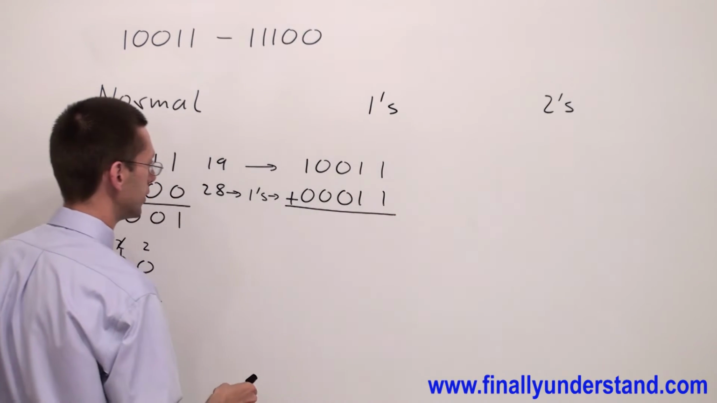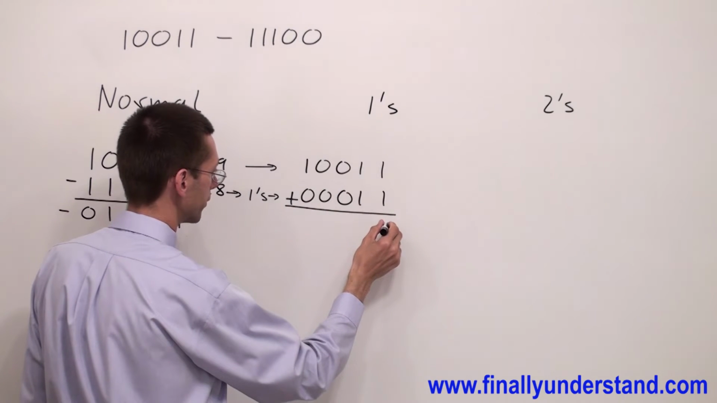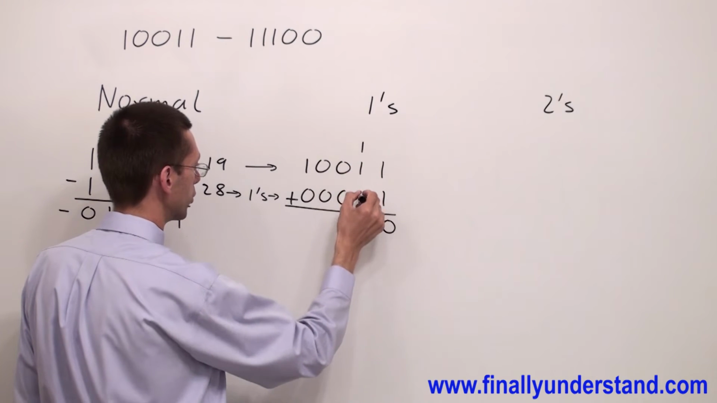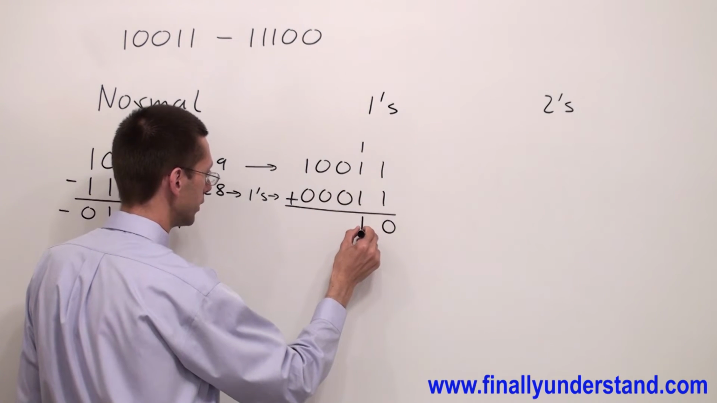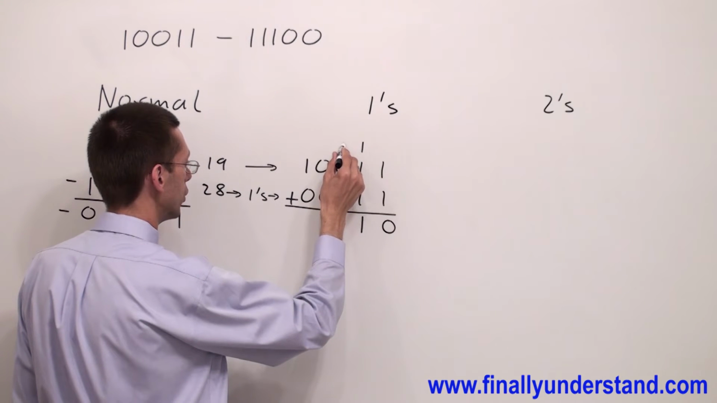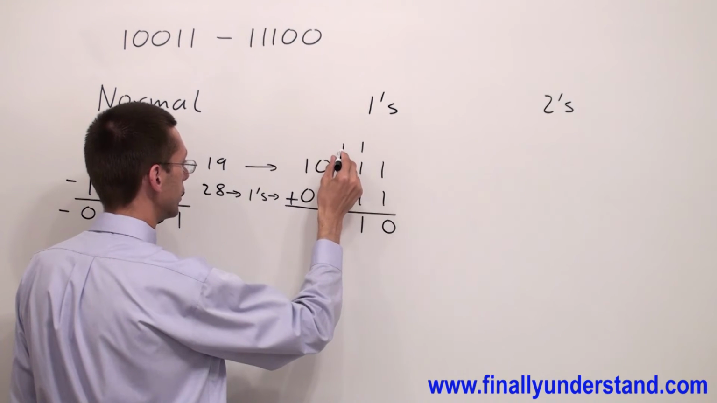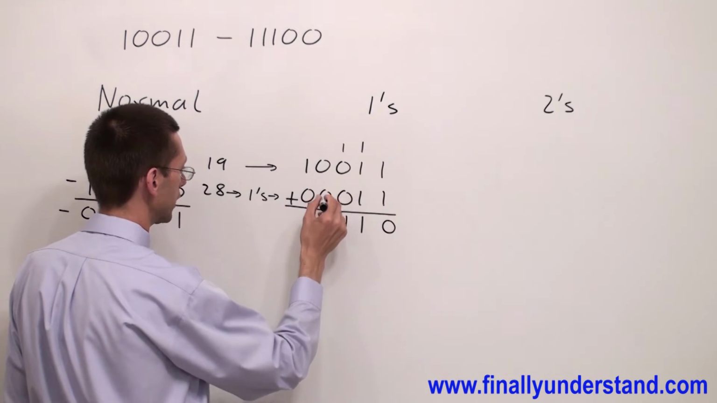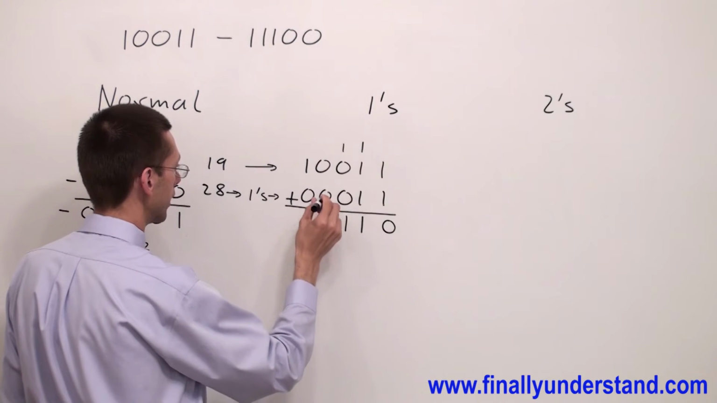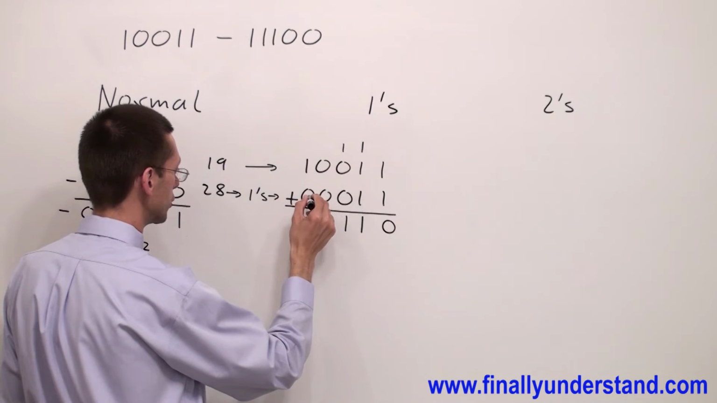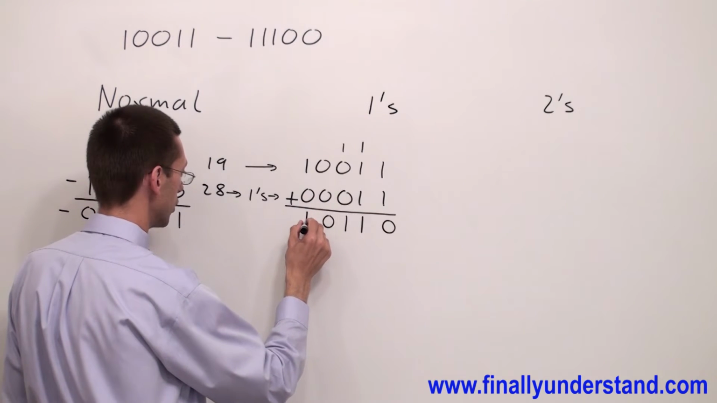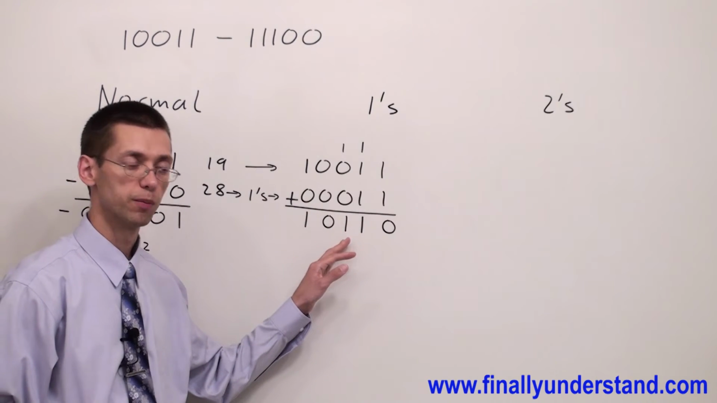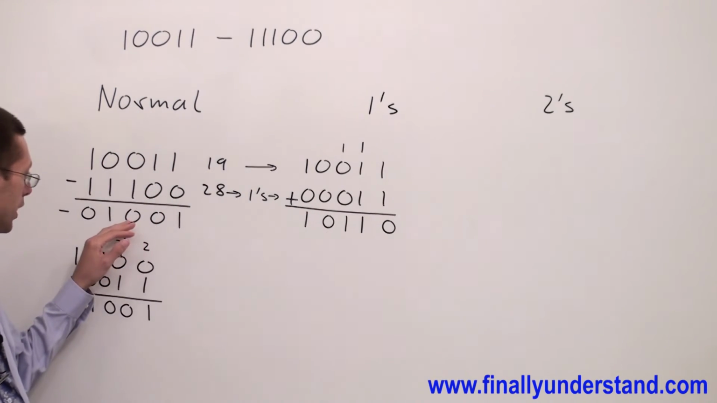Perform addition. 1 plus 1 is 2, and carry of 1. 1 plus 1 plus 1 is 3. Write 1 and carry of 1. 1 plus 0 is 1. 0 plus 0 is 0. And I have 1 plus 0 is equal to 1. This is the 1's complement representation of this answer.